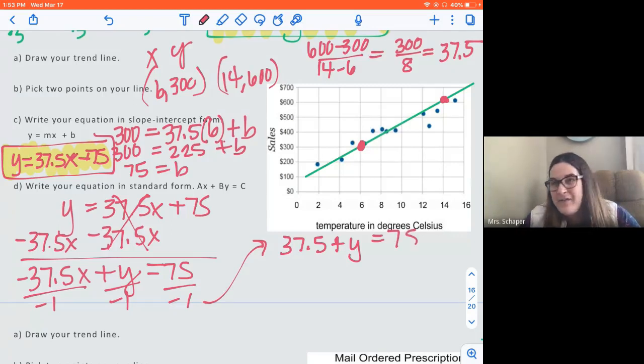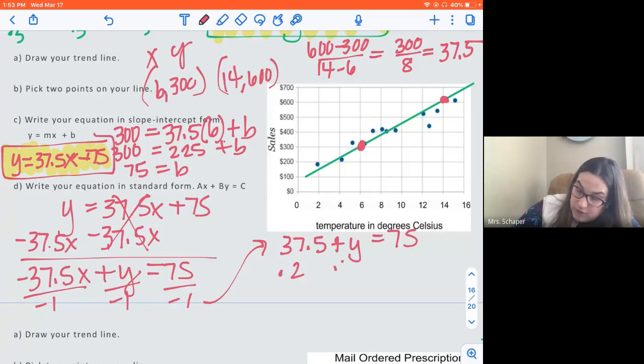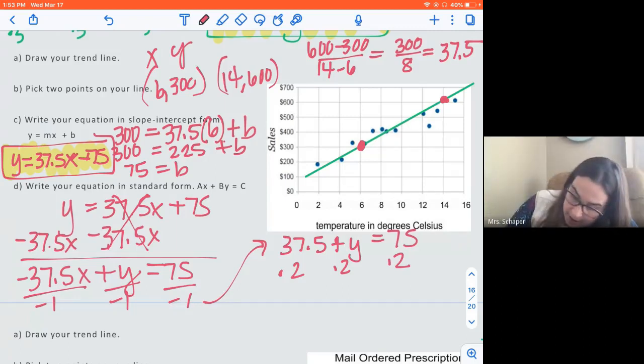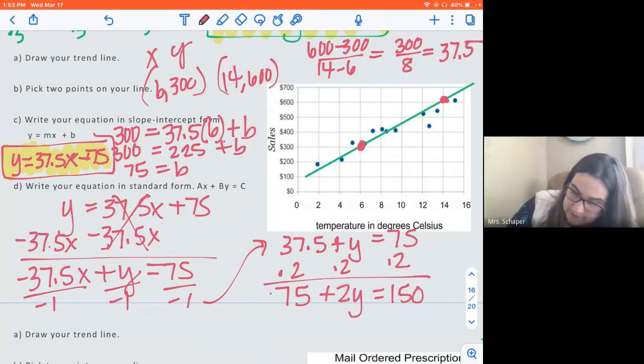And then I can't have a decimal. So what I'm going to actually do is I'm going to multiply everything by 2. Now, why 2? Because I know that when I take 37.5 and double it, it's going to be an integer. So I'm going to end up with 37.5 times 2, which is 75. I should have known that. Plus 2y equals 150.